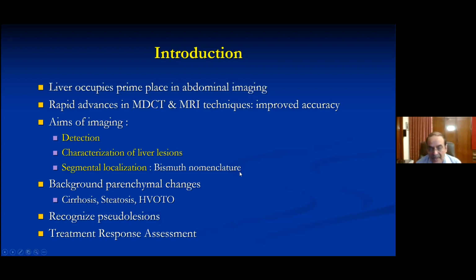It's also important to recognize some pseudo lesions like transient hepatic attenuation defects or fusion defects, which can mimic focal mass lesions, as they are of no clinical significance and they can be ignored. A new and emerging application of imaging is also response assessment to locoregional therapies, especially in the context of hepatocellular carcinomas.